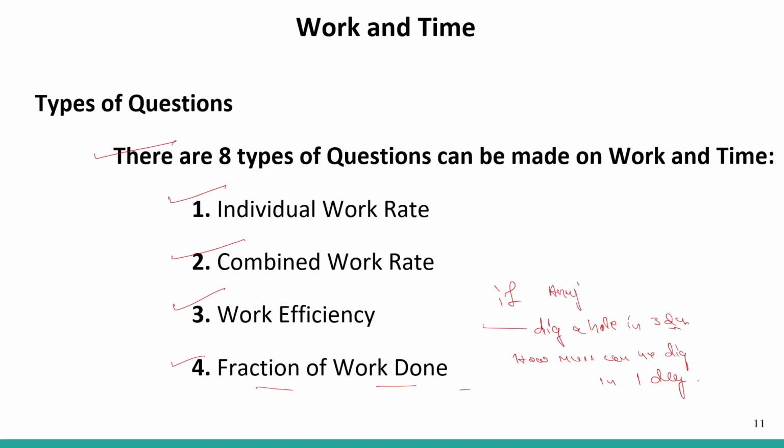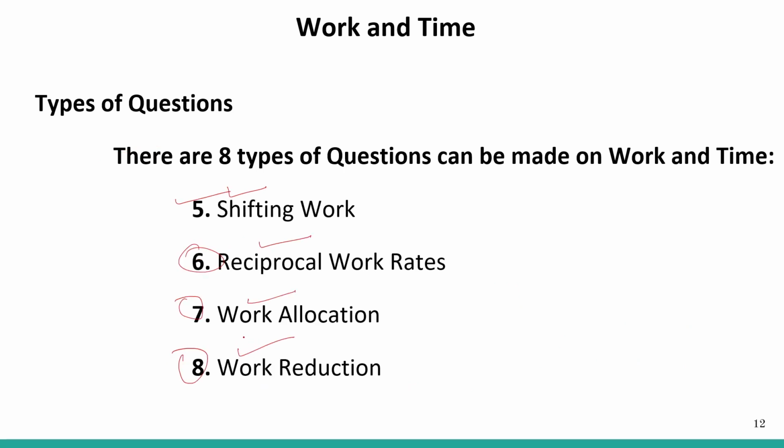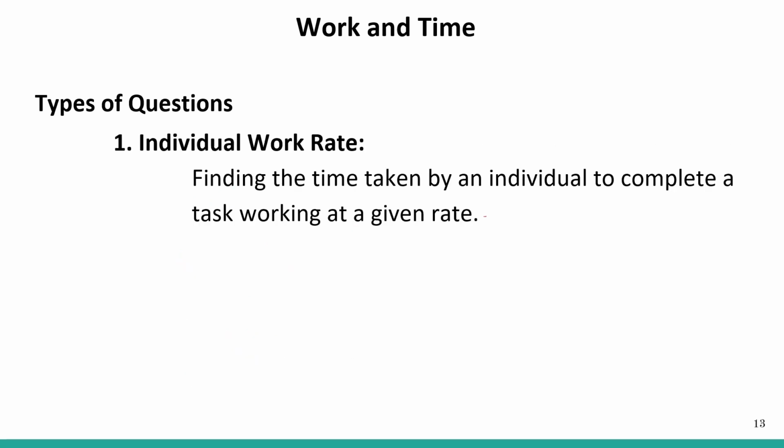So let's see the types of questions. There are 8 types of questions that can be made on work and time: individual work rate, combined work rate, work efficiency, fraction of work done, shifting of work, reciprocal work rates, work allocation, and work reduction. All these types of questions are asked in various competitive exams, so it is very important for you to go through all of them. So let's go through them.